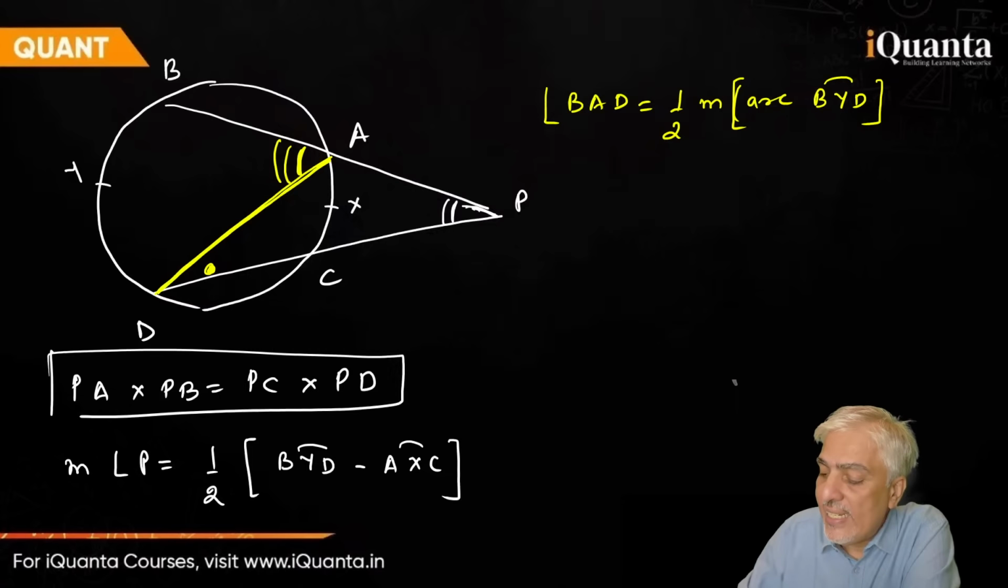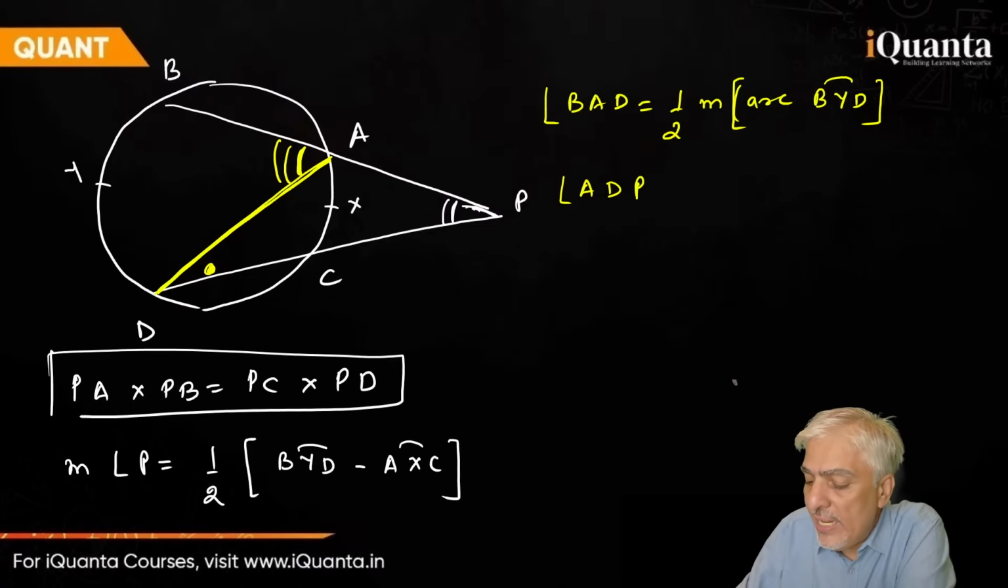And ADC, which you can also call ADP, ADC or ADP, same thing, is half of arc AXC. Same property, right?